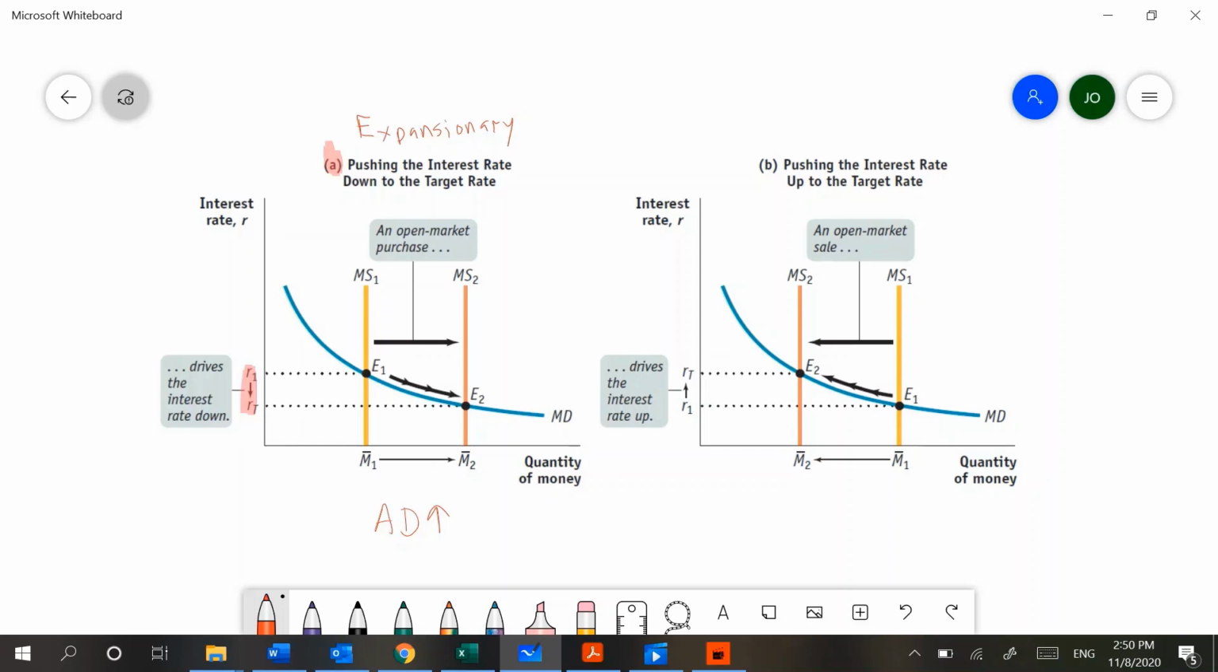On the other graph, we have the opposite example. What if the Fed decides to increase interest rates? This would be contractionary monetary policy. As you see from the graph, interest rates would increase. This would cause investment spending and consumption spending to decrease, meaning that aggregate demand would be lowered. Hence, we are contracting the economy.